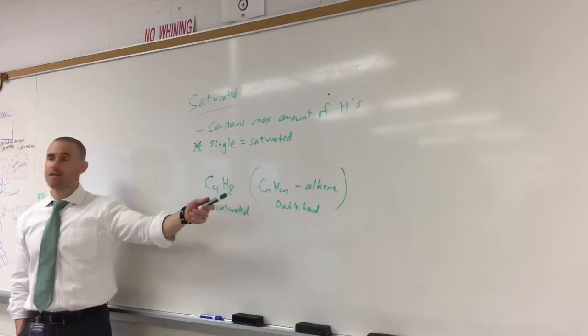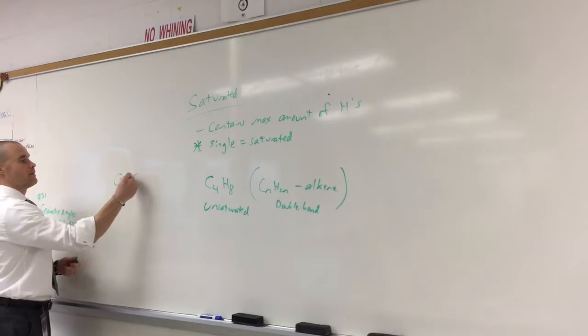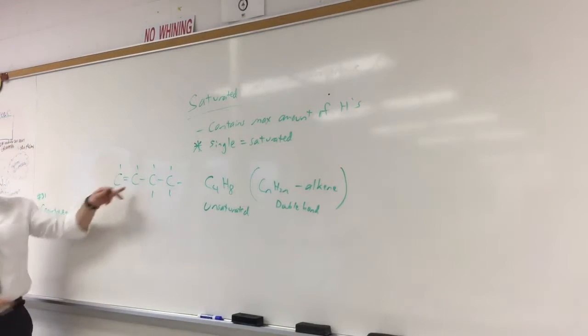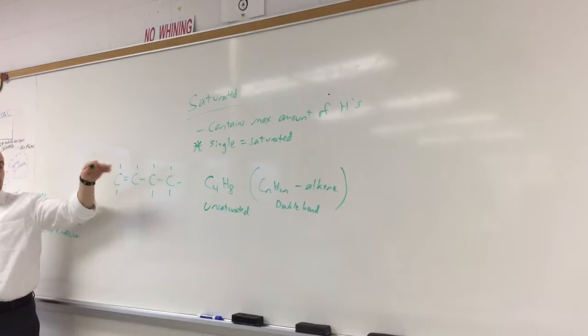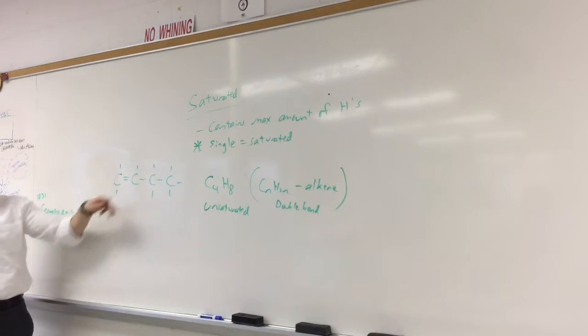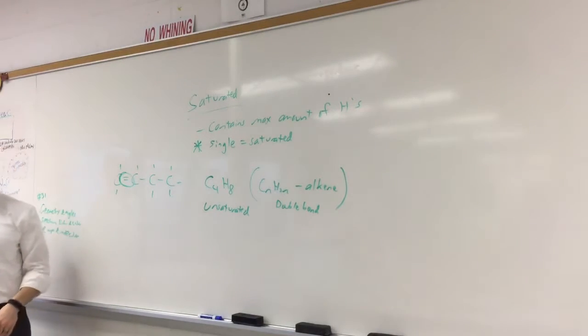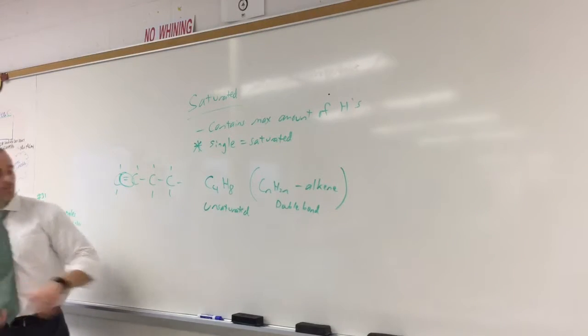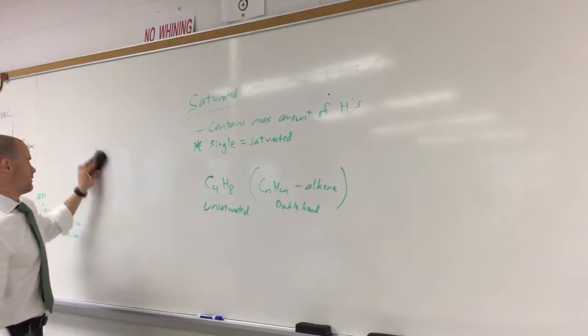If they drew the bonds out, if they drew it out and they said, okay, which of the following is unsaturated, you would pick this one because it has a double bond. So unsaturated, again, would be a double or triple bond. All right, we'll practice more with that down the road.